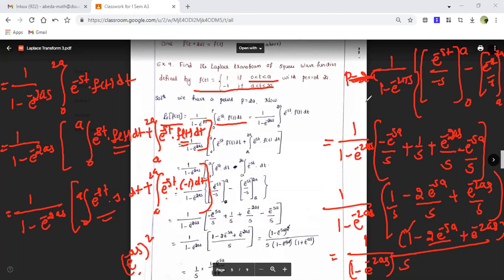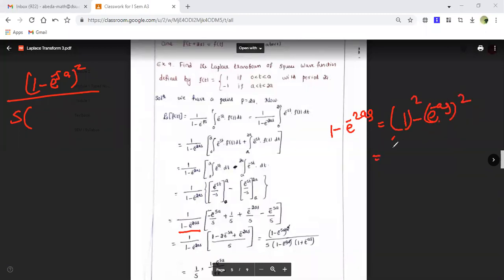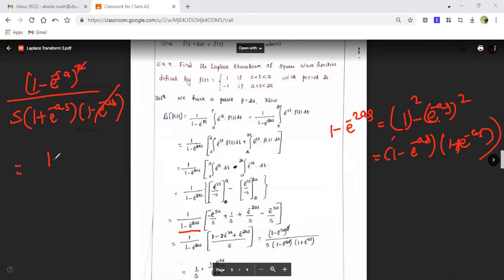So I can rewrite this as 1 minus e to the power minus sa the whole square divided by s into the denominator. How do we write this? This one, 1 minus e to the power minus 2as, can be written as 1 minus e to the power minus as the whole square, so this is a square minus b square. So 1 minus e to the power minus as into 1 plus e to the power minus as. Like this we can split it into 2. So it is 1 plus e to the power minus as, 1 minus e to the power minus as. So one factor of 1 minus e to the power minus as we can cancel with this. What we are left with is 1 minus e to the power minus sa upon s into 1 plus e to the power minus as.